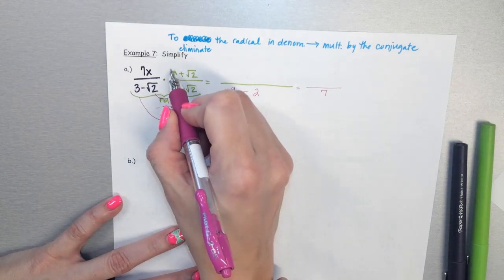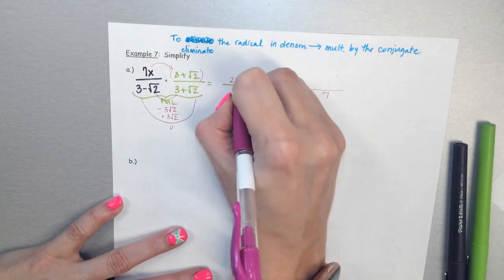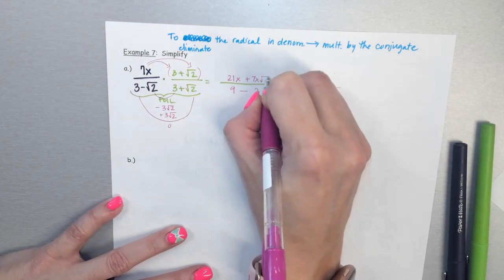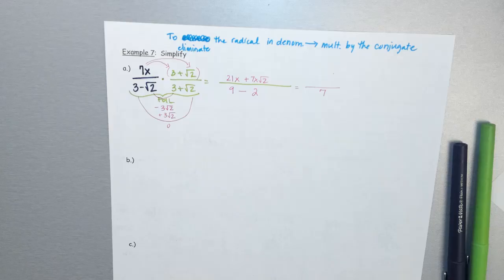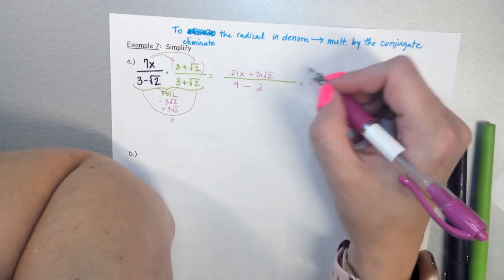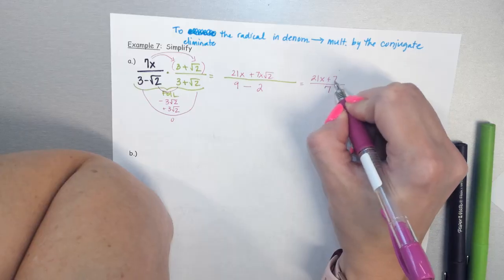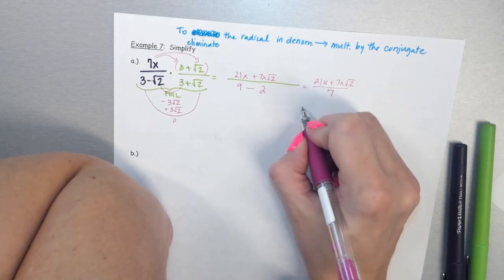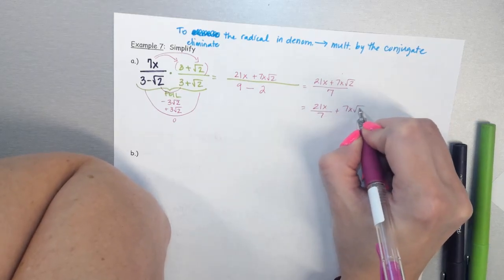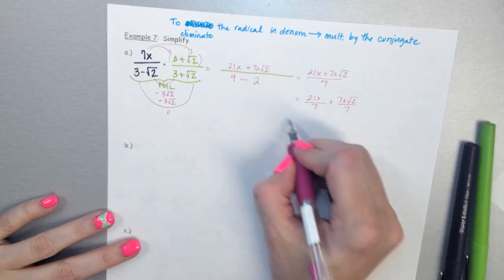All right, now on this one, you are going to have to distribute. So 7x times 3 is 21x. 7x times root 2 is just 7x root 2. So what we're going to do now is we're going to divide both of those by 7. So if you have 21x plus 7x root 2, you can simplify these by separating them. See if you can write what your simplified answer is without me telling you.